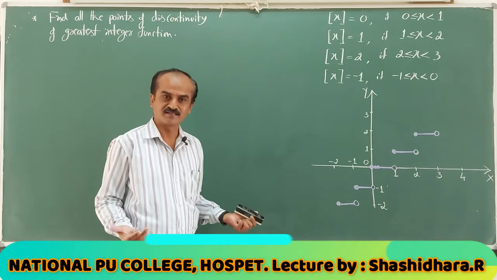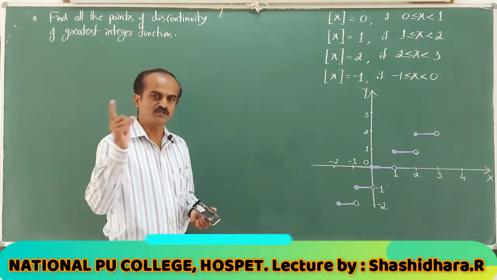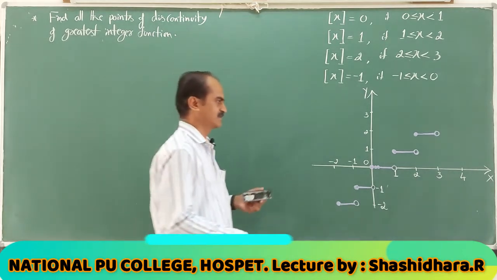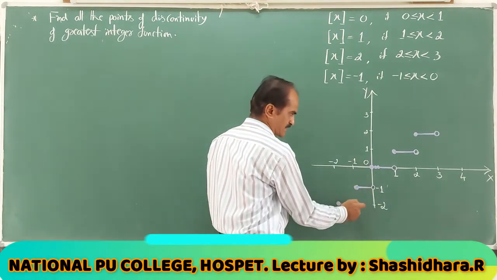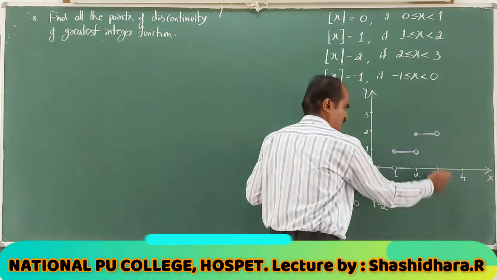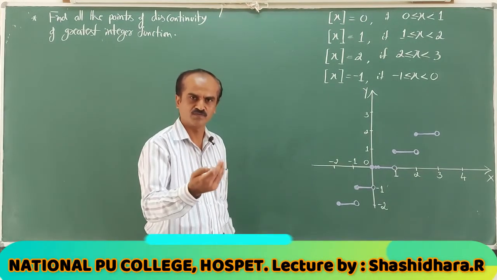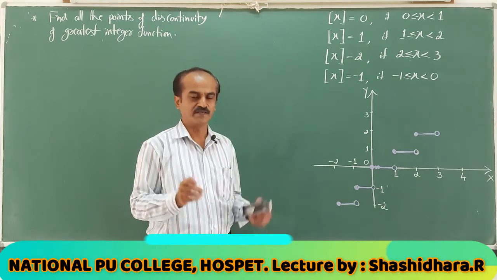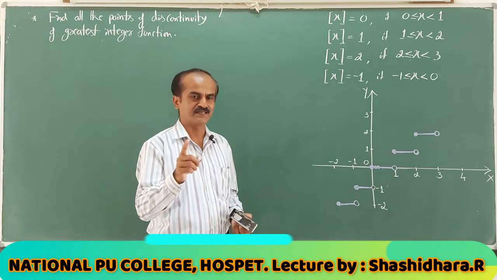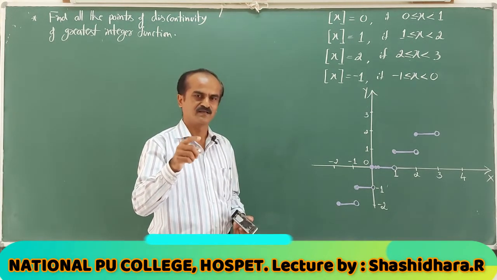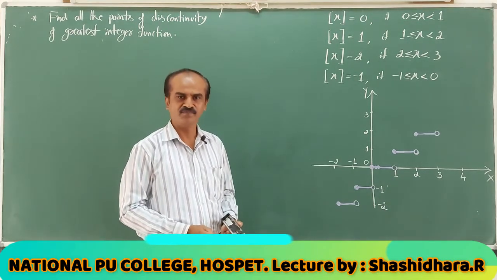By looking at this, it is very clear that it is discontinuous at many points. What are the points at which it is discontinuous? Look here: at x equal to 1, at x equal to 0, at x equal to minus 1, at x equal to 2, at x equal to 3. What kind of numbers are these? Minus 1, 0, 1, 2, 3. So they are integers. So we can say by looking at the graph, the greatest integer function is discontinuous at all integral points. That is what we decide with the help of the graph.